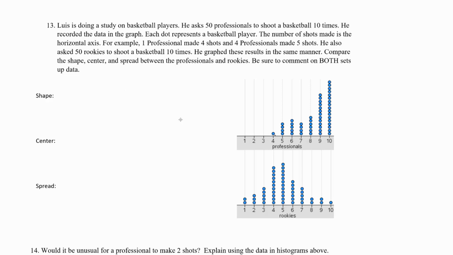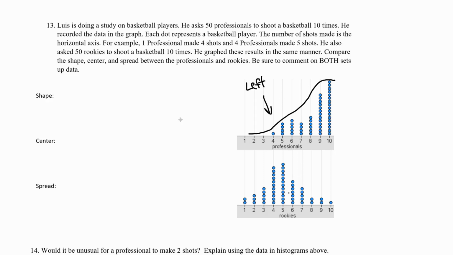So let's take a look at professionals first. Professionals have a shape that starts off high here, but then it curves down and straightens out down here. The tail is on the left side, so we're going to call this one left skewed.